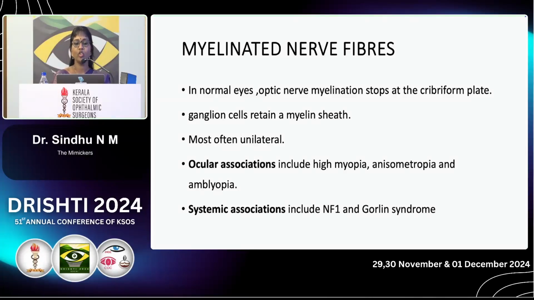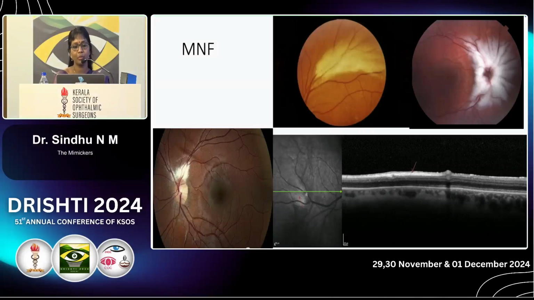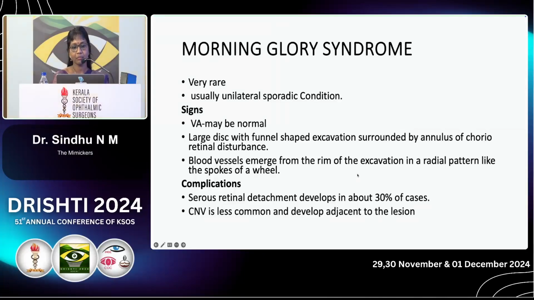Myelinated nerve fibers. In normal eyes, optic nerve myelination stops at the cribriform plate. Ganglion cells retain a myelin sheath in this case. It's most often unilateral. The ocular associations include high myopia, anisometropia, and amblyopia. The systemic associations are neurofibromatosis 1 and Gorlin syndrome. This is a fundus picture. You can see in usual fundus examination, myelinated nerve fibers in the peripapillary area or in the posterior pole. In OCT, you can see a hyperreflective layer in them.